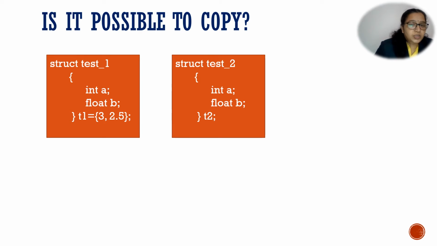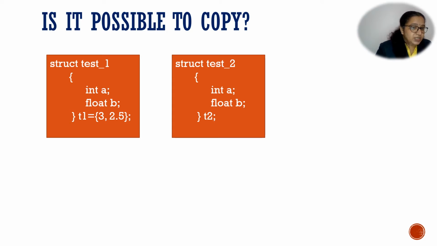Here I put two boxes, structure definitions. Just read the definition. Struct test_1 is the structure name. Then brace open, int A, float B. These are the elements here. Brace close. Then T1 is the variable. At the definition time itself, we declared T1 is equal to the initialization, brace open 3 comma 2.5, brace close, semicolon. What is the meaning of this?